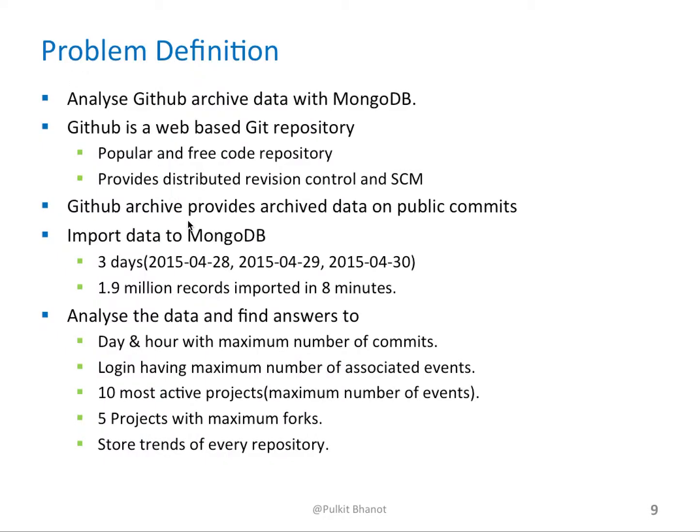After the import is done, we will try to answer some questions like logins having the maximum number of associated events, most active projects, maximum forked projects, and how we can use MongoDB to store trends of every repository. I want to analyze the data for 3 days. There are almost 1.9 million records. It takes roughly 8 minutes to import. So I have a similar setup. Basically, I'll close this environment and I'll start in the same replica set environment which already has imported data.